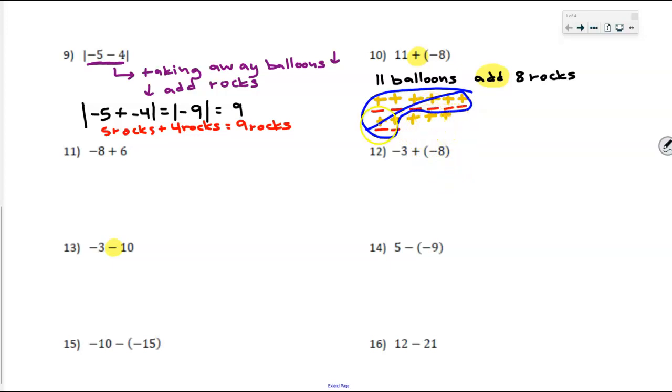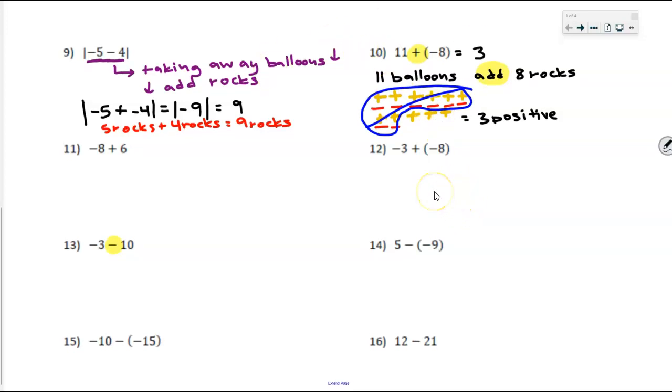What is it that I still have in my basket now? 3 positives. Which means 11 plus a negative 8 is equal to positive 3. I'm going to skip for a second because I want us to be able to bounce back and forth between an addition and a subtraction problem. So let's skip down to number 13.